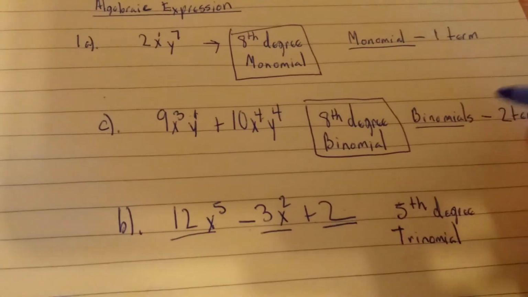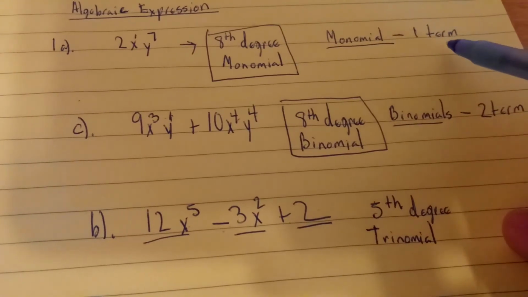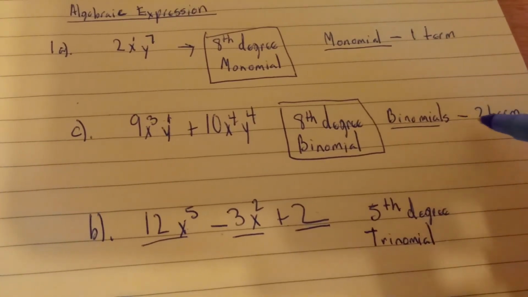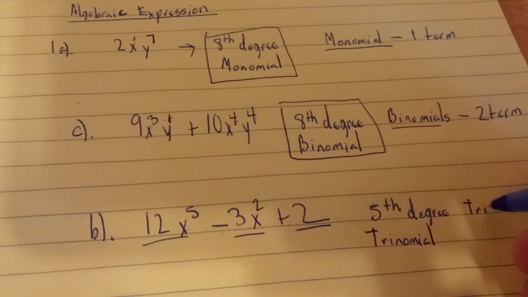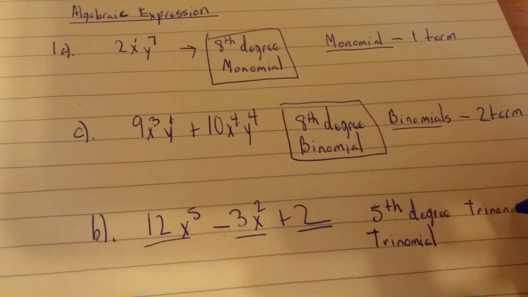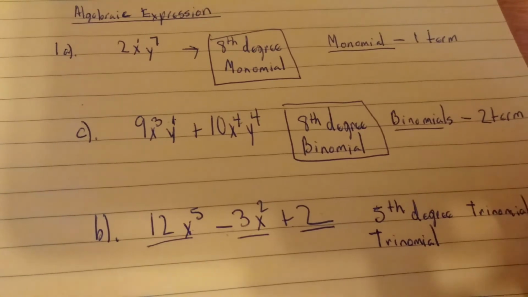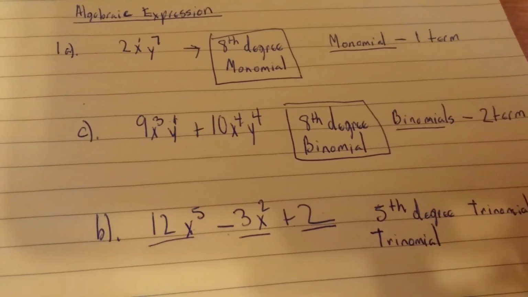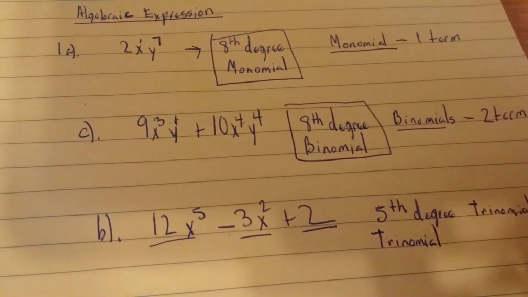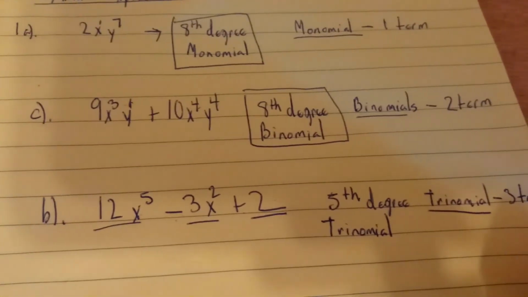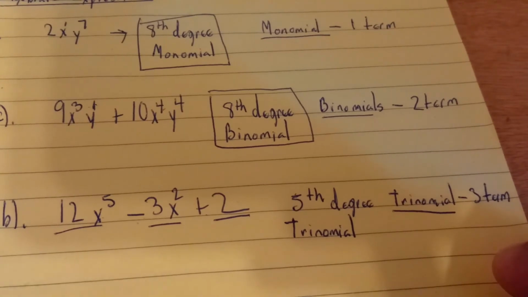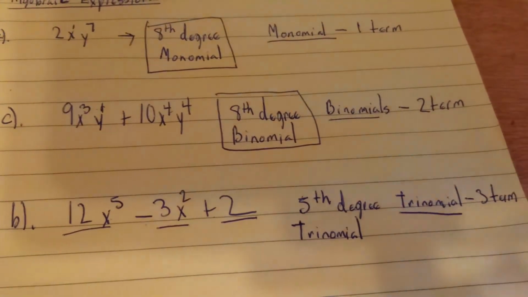So once again, we have monomial, which is a 1 term, binomial, which is a 2 term, and we have the trinomial, which is a 3 term. And once again, this is mainly definitional. It's not anything that we're going to have to do calculation wise right away. All right, so this concludes part 1.